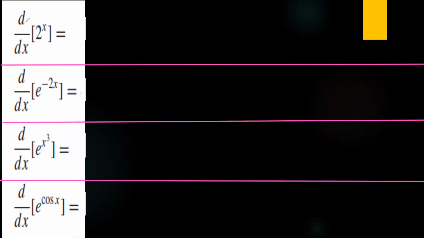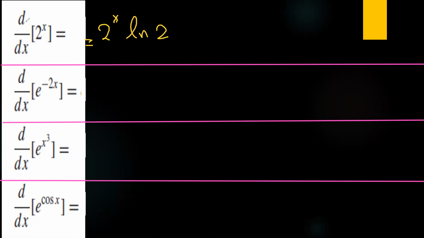Derivative of 2 to the power x. Let's remember, b to the power u, or b to the power x. What you have to do? It is 2 to the power x times ln 2. So the answer here is 2 to the power x ln 2.